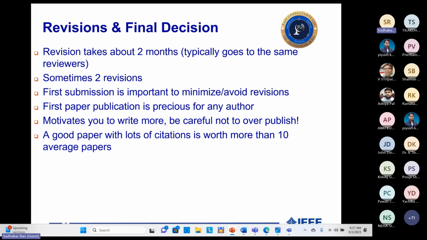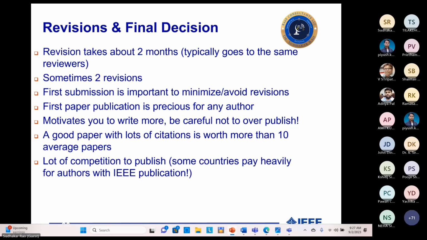A good paper with a lot of citations is worth more than 10 average papers without citations. There's a lot of competition, so I think some countries, I don't want to name, pay heavily for authors when they publish in IEEE. So you can see nowadays a lot of papers coming from this particular country because if it is accepted, the country pays the authors something like $3,000 to $4,000 US. So that's why, in the process, I think they submit a lot of papers and you have to be careful as a reviewer.